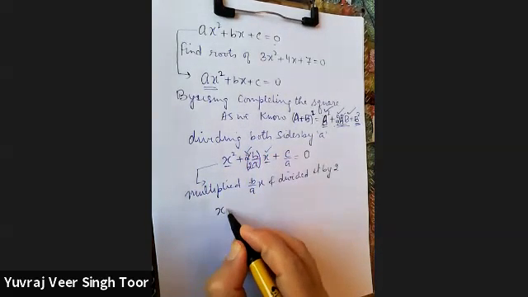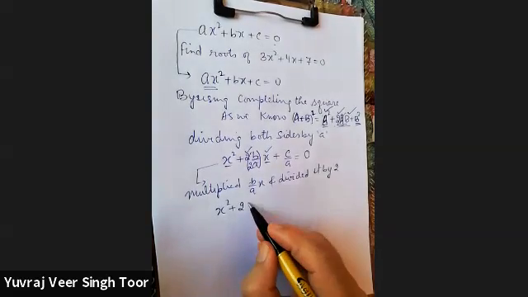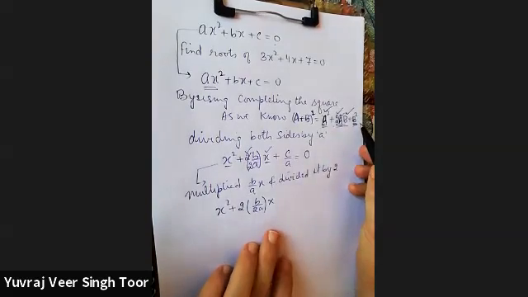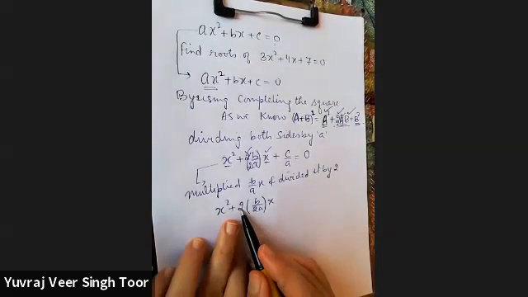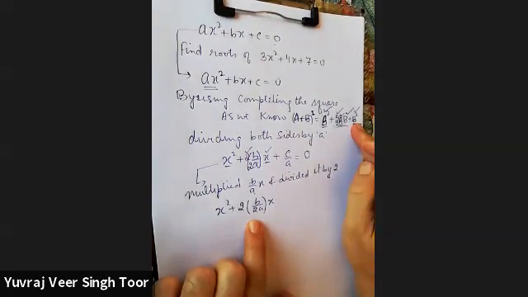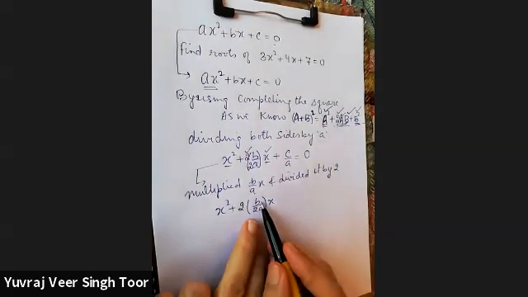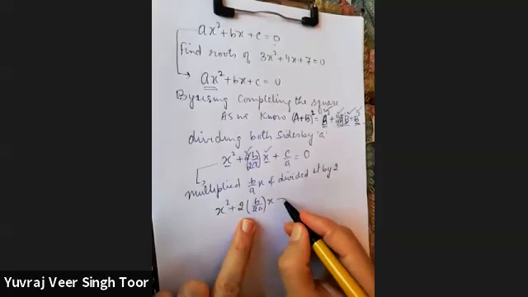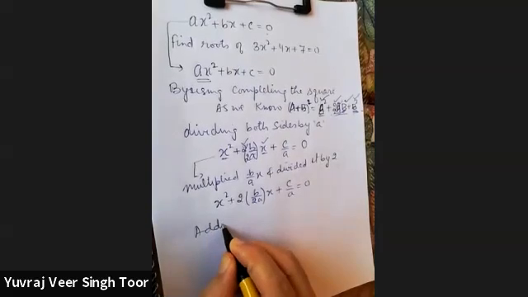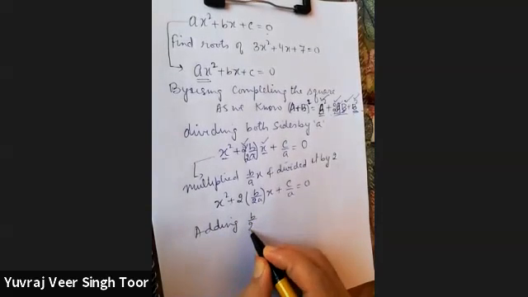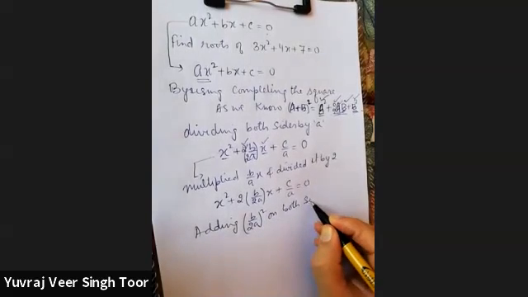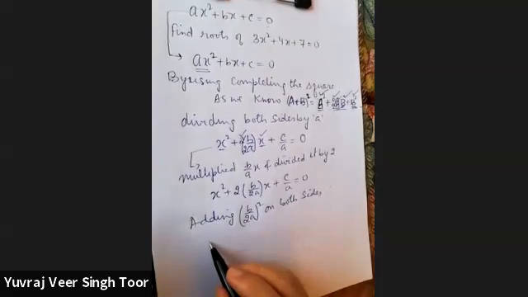So where have we reached now? We have reached the second term of completing the square: a square plus 2a, whatever is this, b. Now what is the third term saying? We want the square of this. So basically we are looking for the square of this. So what I'm going to do? Adding b by 2 square on both sides.